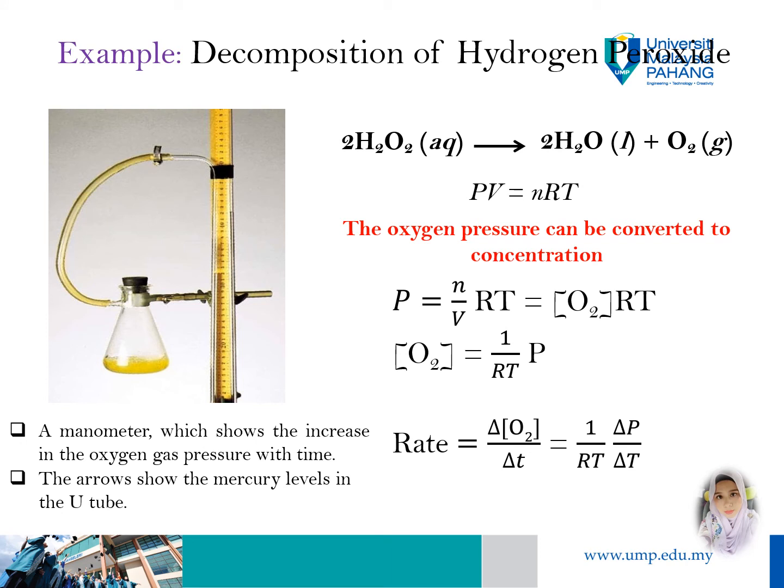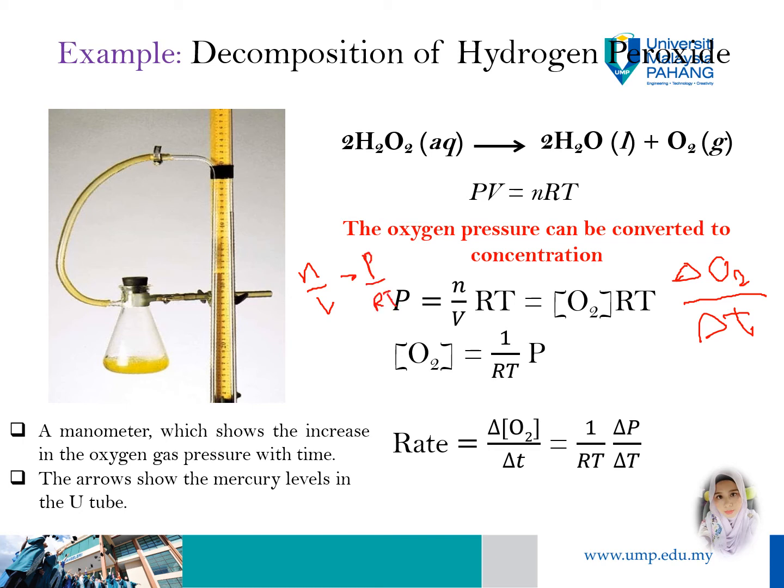Okay, how do we convert from concentration to pressure? Consider the decomposition of the hydrogen peroxide. From the ideal gas law, PV is equal to nRT. The rate law is equal to the change in concentration of oxygen per time T. So PV is equal to nRT, so n over V is equal to P over RT.